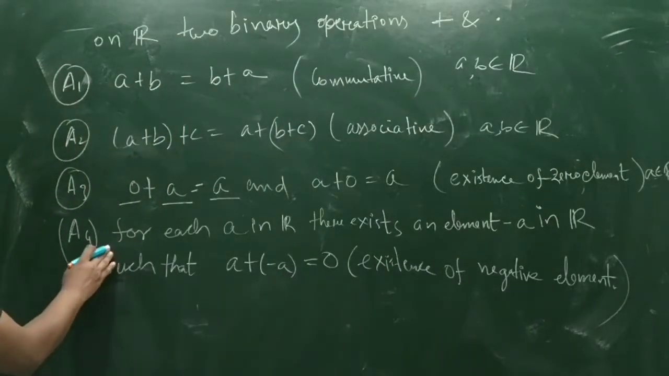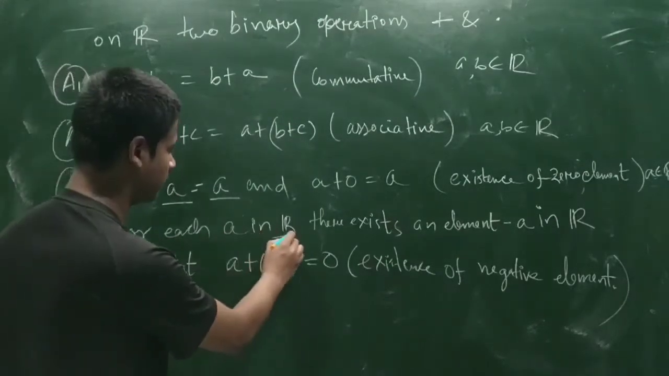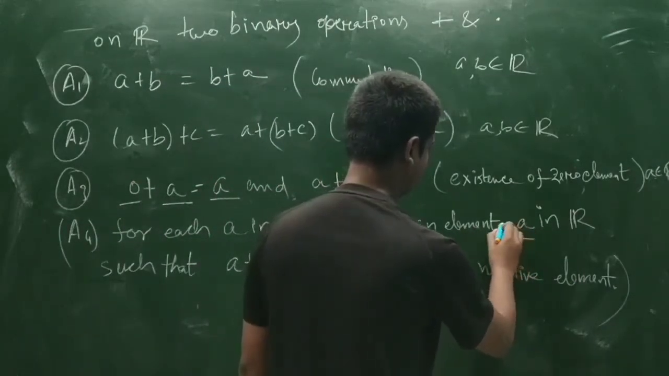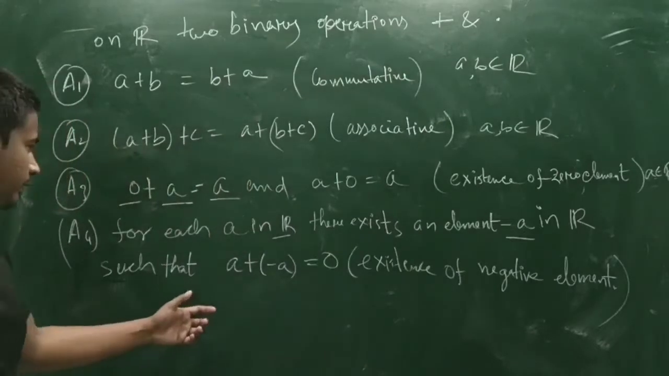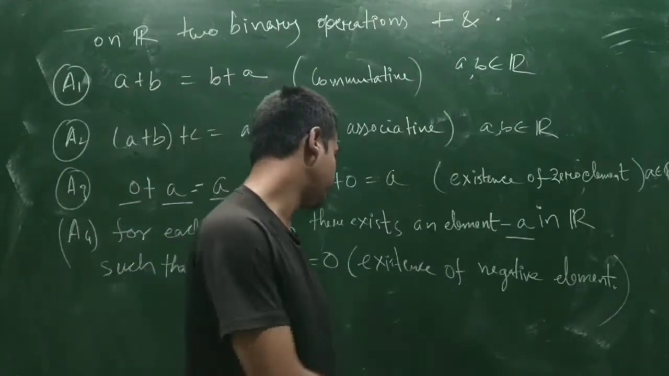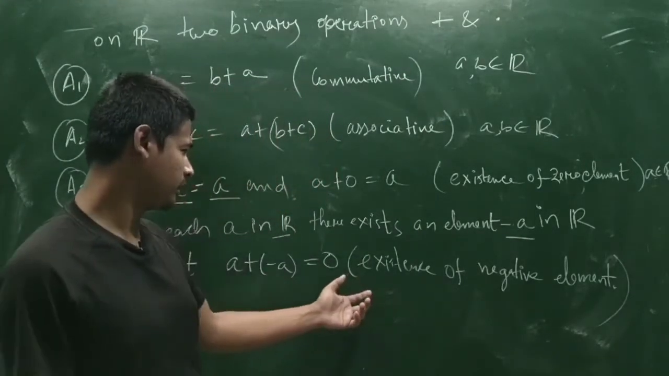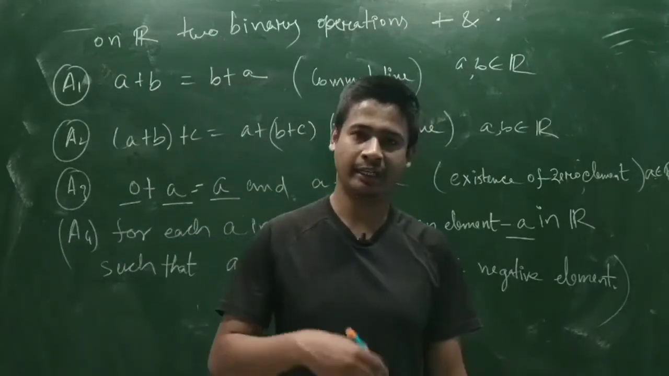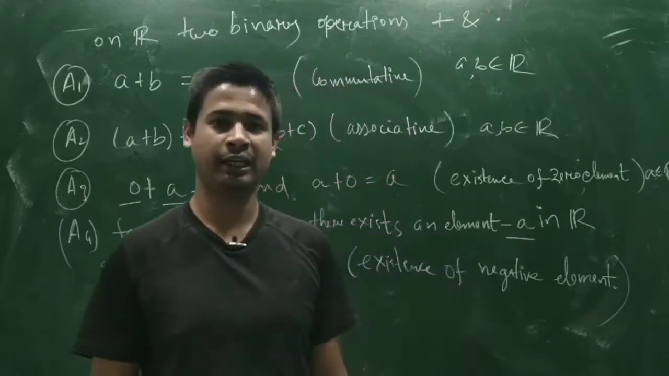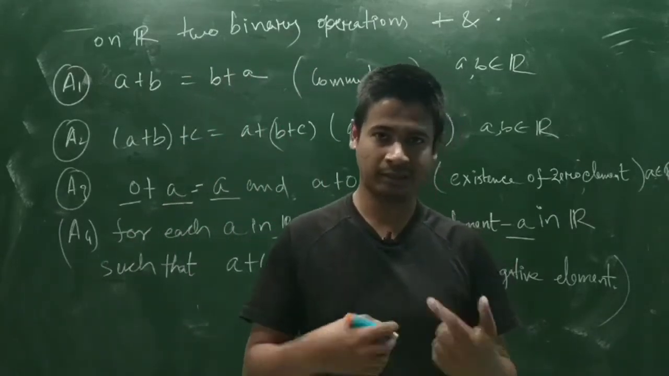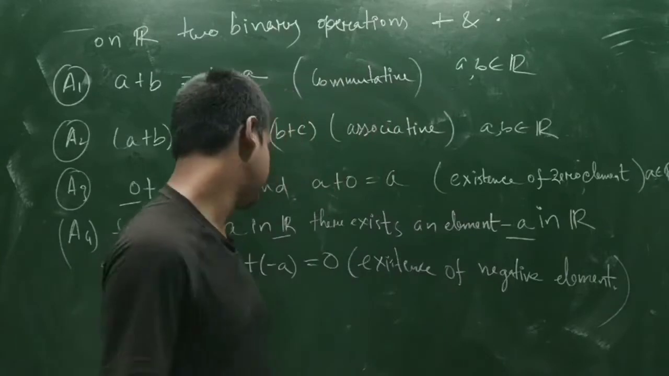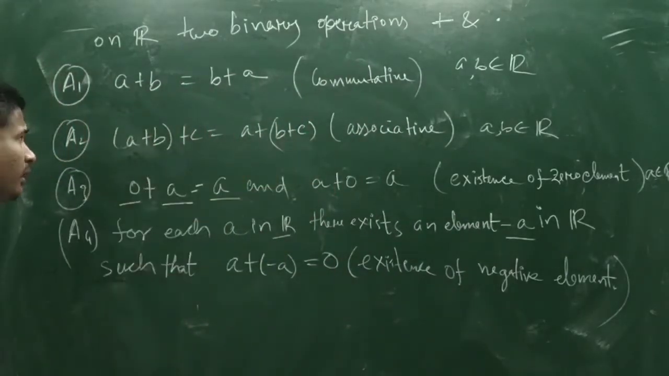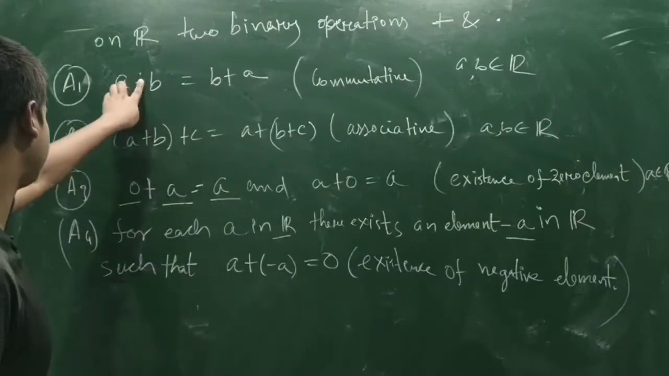Similarly, for each a in R, there exists an element minus a in R such that a plus minus a equals 0. So this is the property of existence of a negative element. If you take any number in R, then you will get a negative of that number, and if you add both, then you will definitely get 0. So these are for addition, and similarly for multiplication.